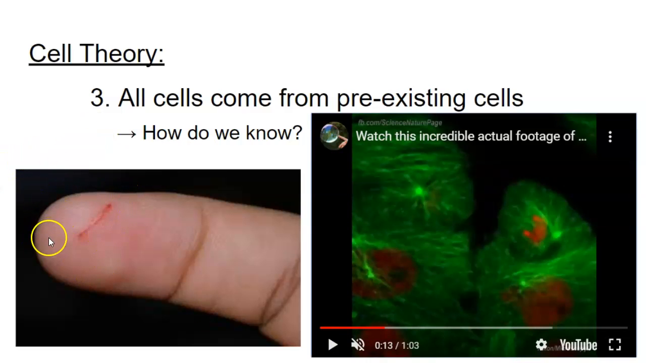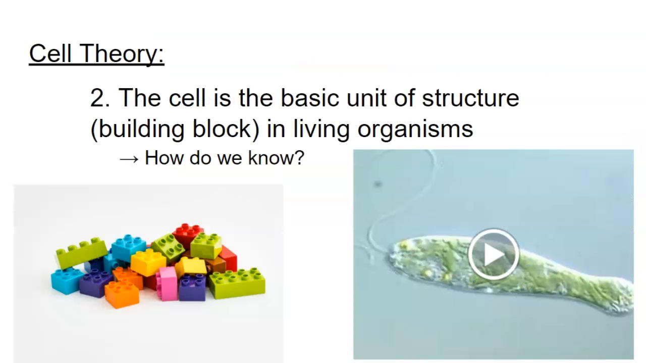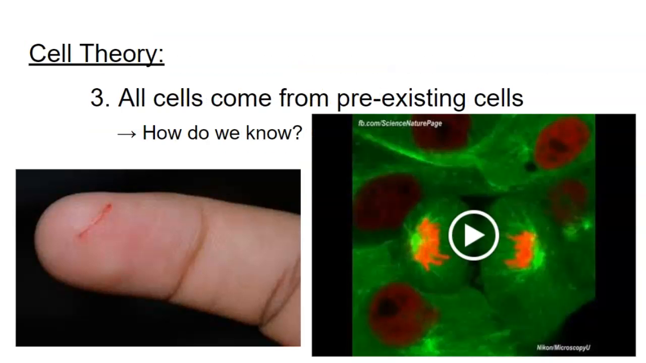One of the things that we talk about is when we get a cut, your cells eventually regrow. And how do they regrow? Well, they divide into two to create new cells for your cut here. So all cells come from pre-existing cells. These are the three parts of the cell theory: all organisms are made of one or more cells, the cell is the basic unit of structure, and all cells come from pre-existing cells.